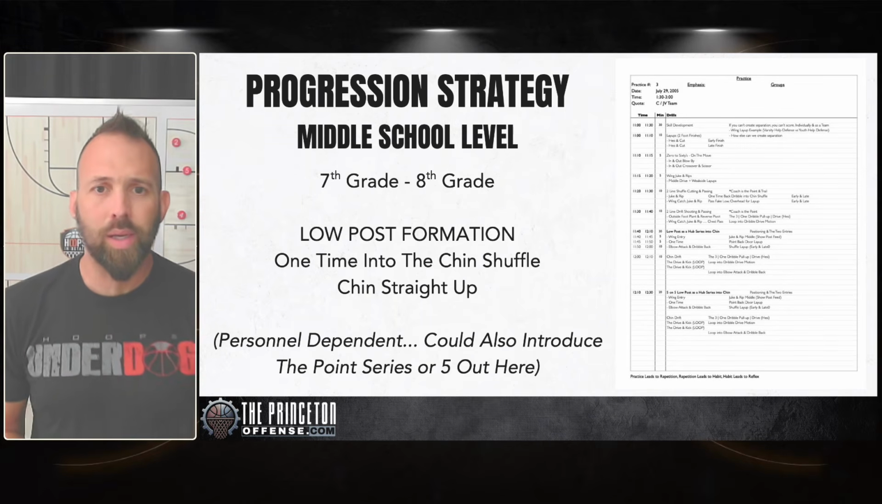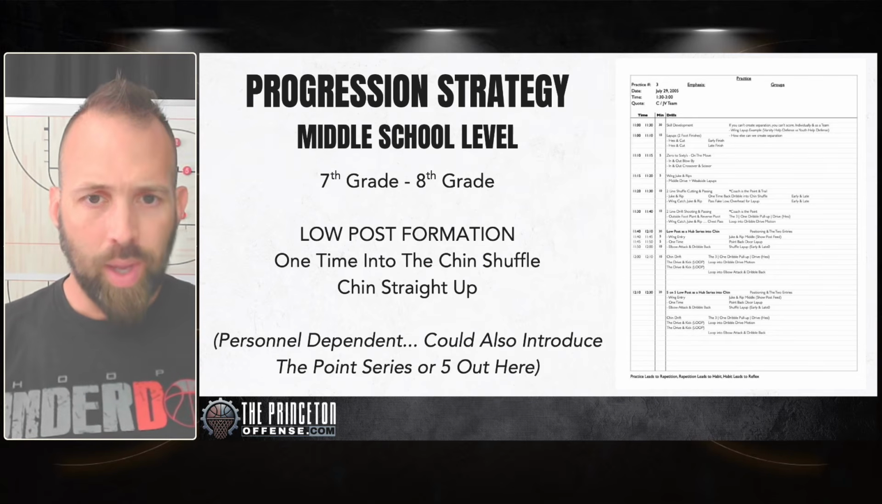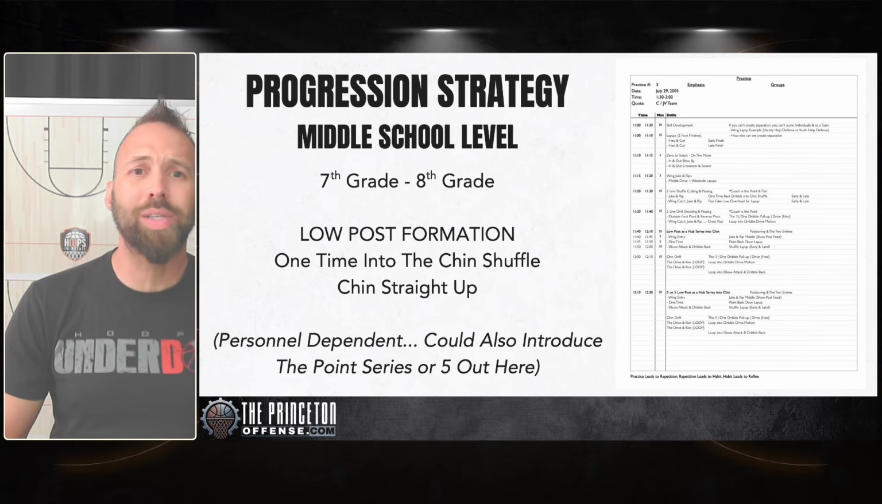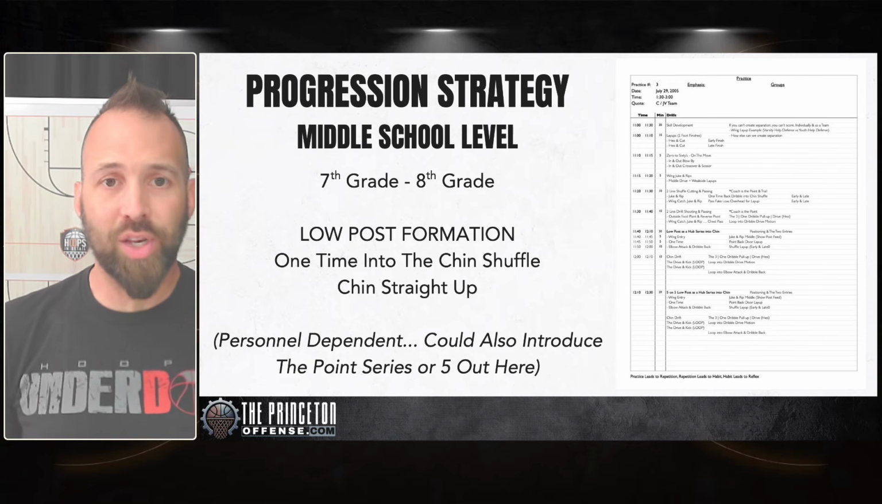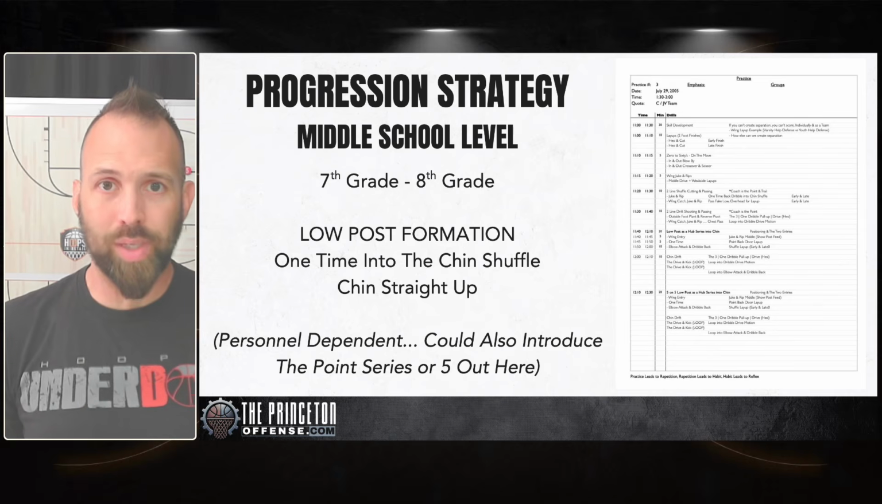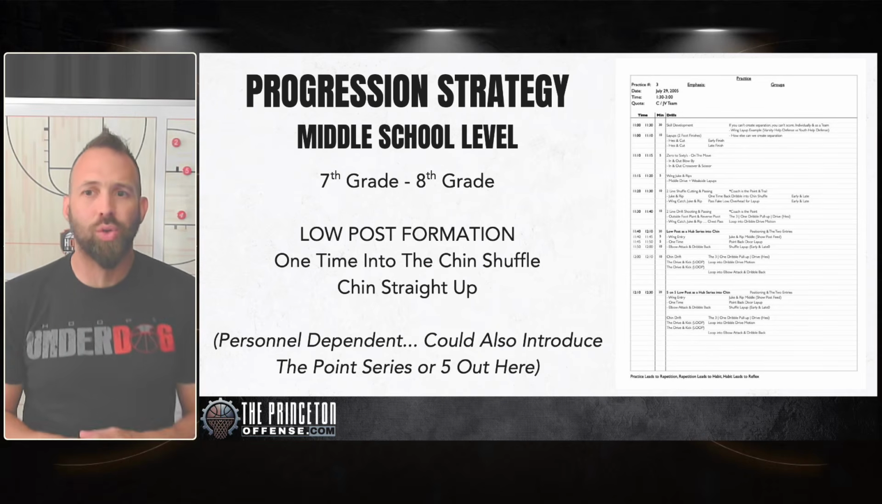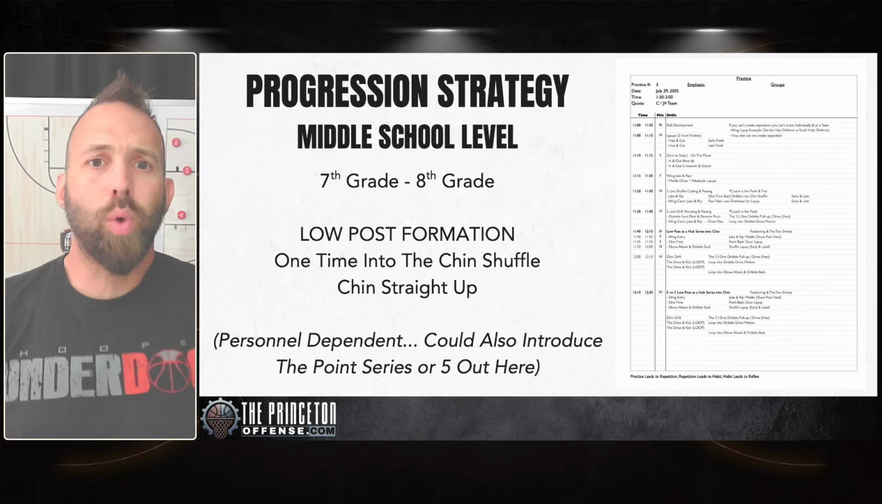Now we're progressing to the middle school level, 7th and 8th grade. Now we teach them that same low post formation, but now we're going to go one time, and I want to start teaching them chill. We want to remove some of the tension with that one-time back dribble or that one-time back cut, and then we're going to teach them to back dribble and get into straight up chin. And now we're running the chin series.